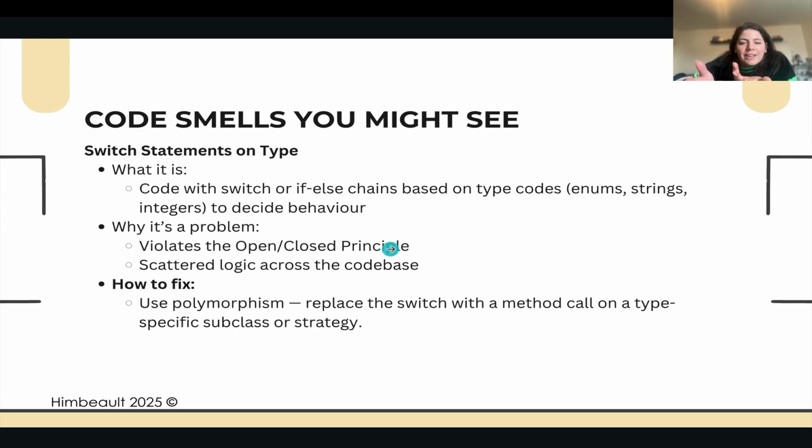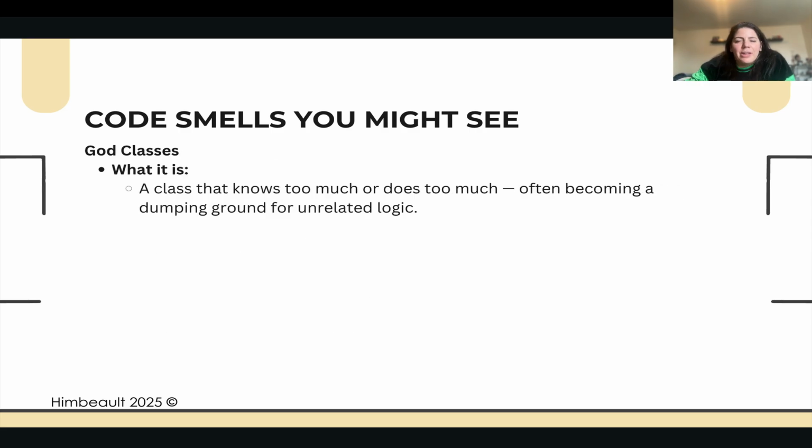Okay, so like I said, we're going to use polymorphism to fix it. We replace that switch statement with methods and subclasses, or even a strategy pattern, as we saw in registries. Now, the last one I don't really have an example of right now because it is all of the things we've already seen, which is God classes.